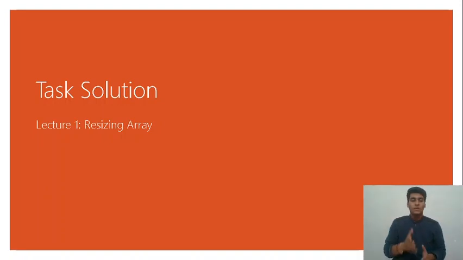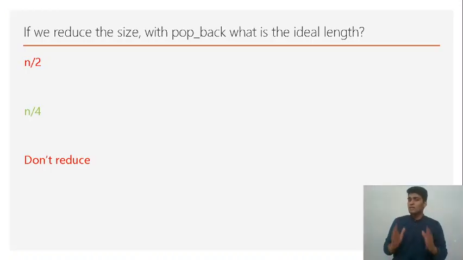Let's continue where we left off. We'll just see the solution of the resizing array problem that I left you on. The question was, if we reduce the size with pop back of the new vector, what is the ideal length to do so? And the answer is, when the vector is n by 4 filled, you have to reduce it by half the size.